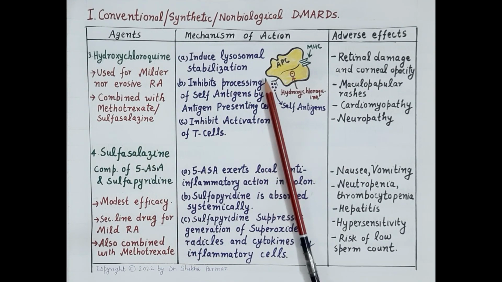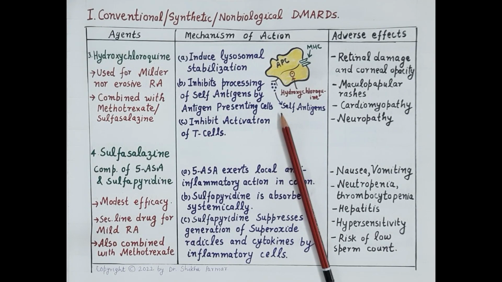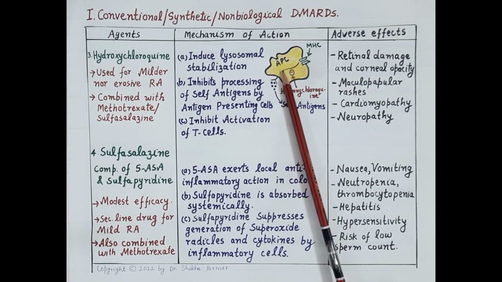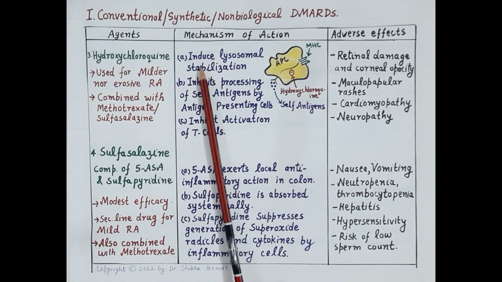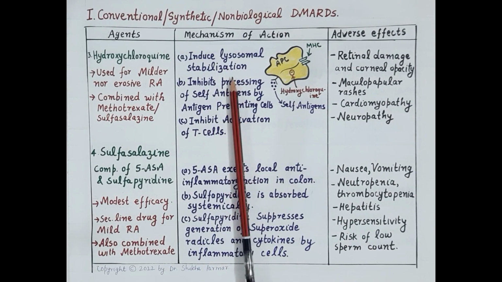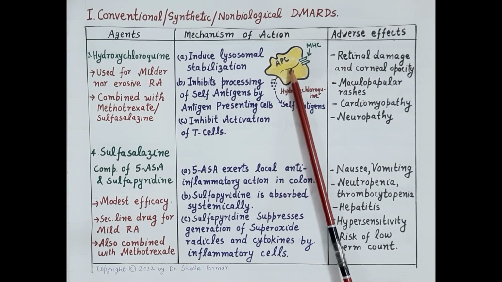Now, let's understand the mechanism of action of hydroxychloroquine. As we all know, in rheumatoid arthritis, healthy proteins of joints are attacked by the immune cells. These proteins are termed self-antigens. These self-antigens are processed by the antigen presenting cells, and that further activates the T cells. Now, hydroxychloroquine induces lysosomal stabilization. Stabilization of lysosomes inhibits processing of these self-antigens by the antigen presenting cells.